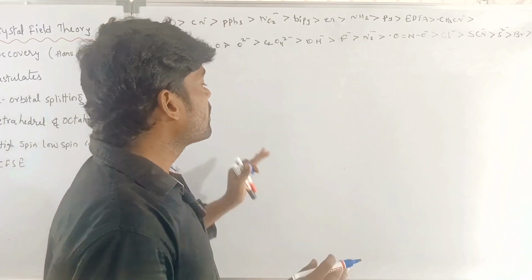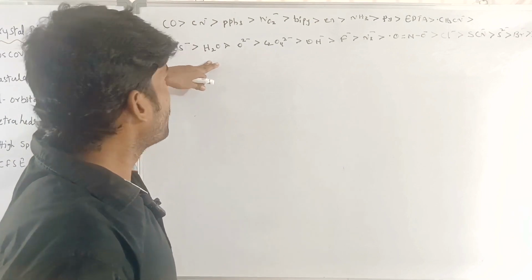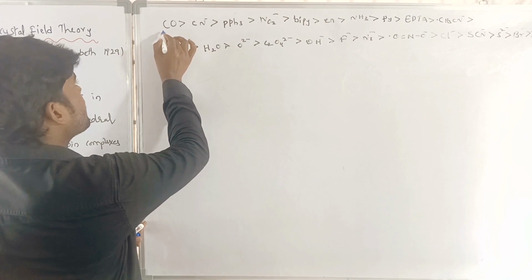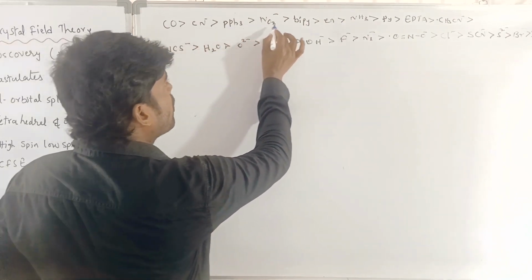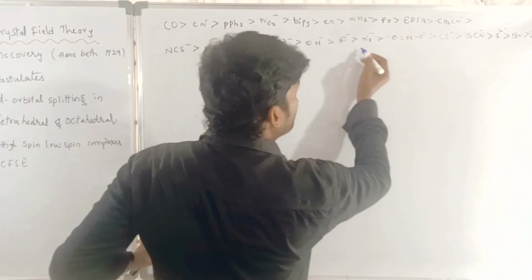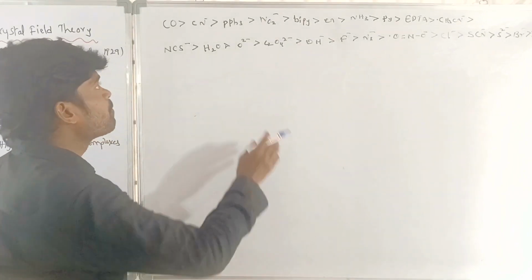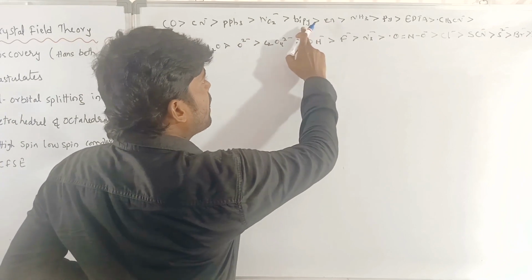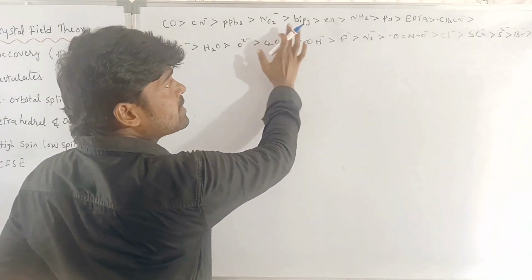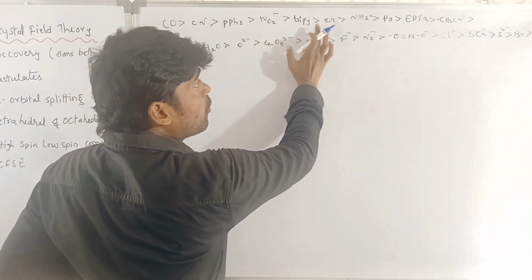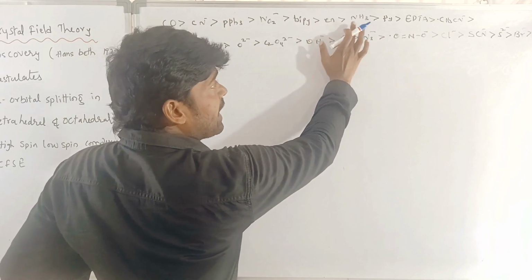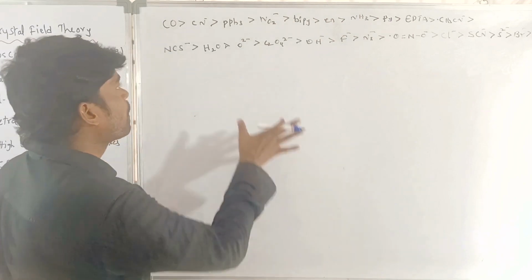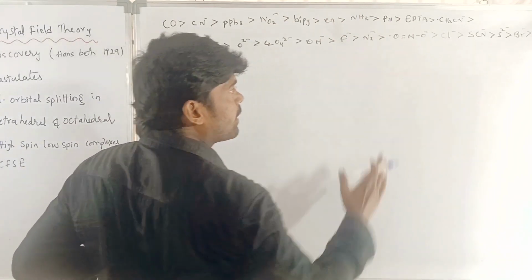In the spectrochemical series, scientists have given the series of ligand strength. These ligands are very strong ligands, and these ligands are very weak ligands. CO, CN minus, PPh3, NO2 minus, bipyridine, en, NH3, pyridine. These ligands are strong field ligands, and these ligands are weak field ligands.